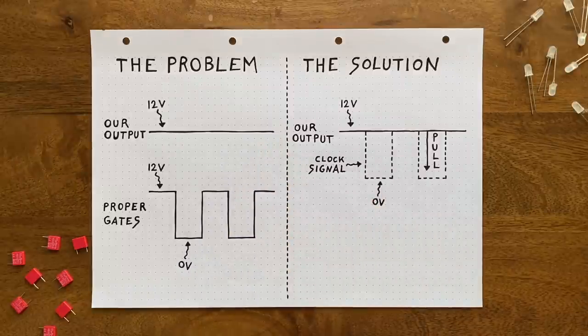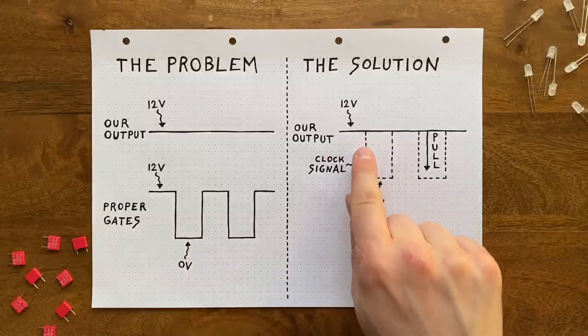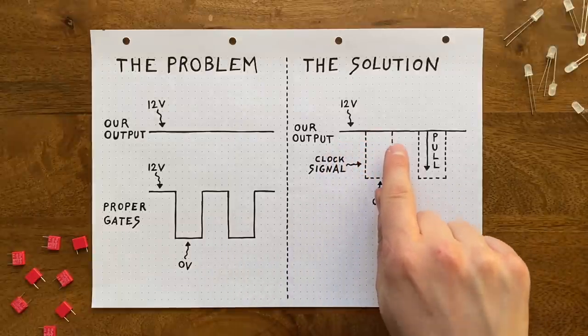This is where it gets a bit tricky. We basically have to make sure that our output always goes low before we reach the next step. Thankfully, we've got something that can help us out with this. That something is the clock signal. Because if we overlay our current output and that clock signal, we see something interesting. Where the output stays high during each entire step, the clock actually goes low for the second half.